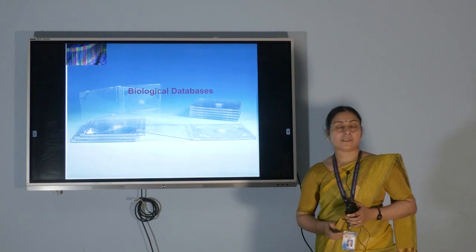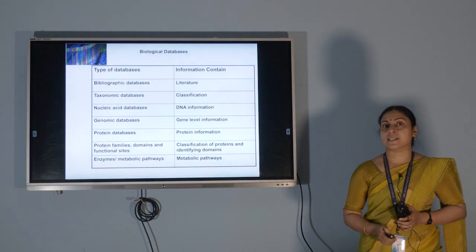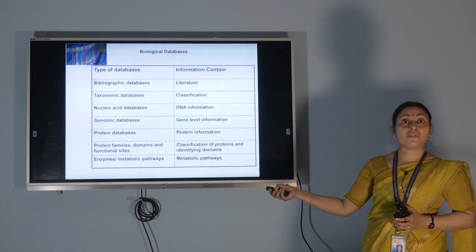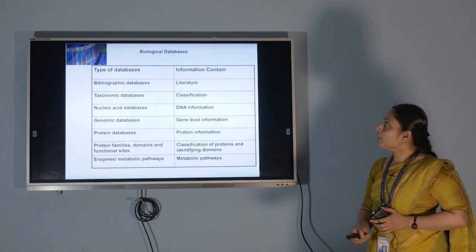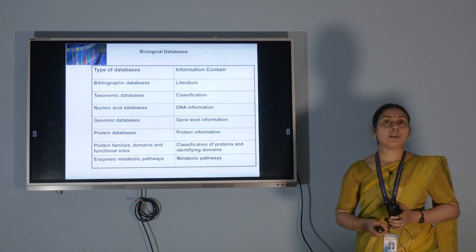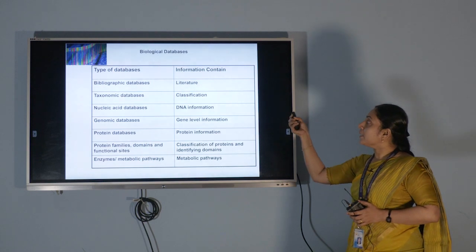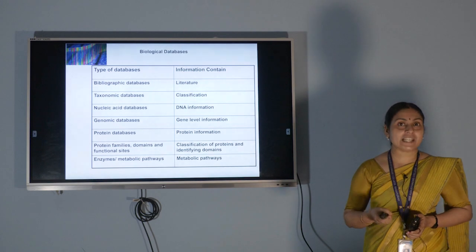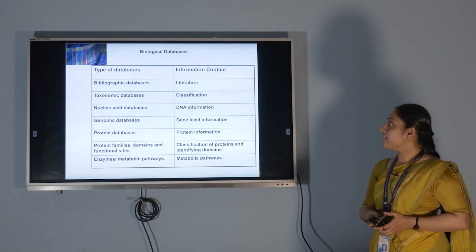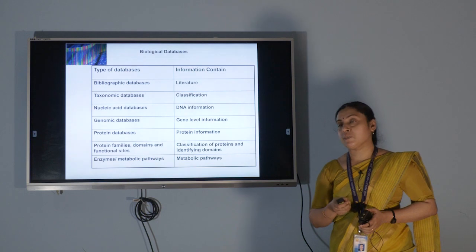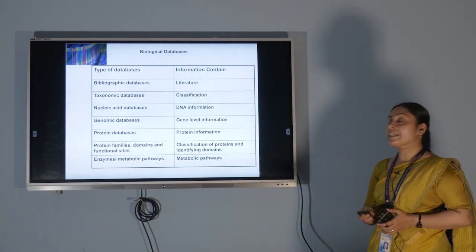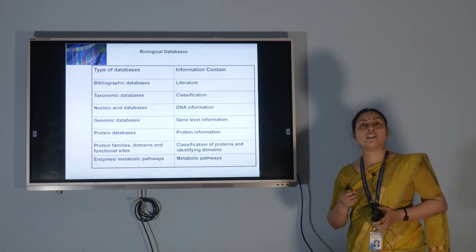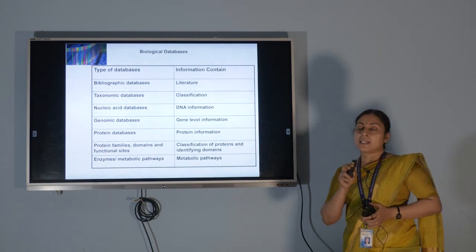And the major biological databases. We can move to the major biological databases. The biological databases related to bioinformatics have different types. First, bibliographic databases. In the case of bibliographic databases, it mainly includes literature studies. And taxonomic databases are mainly for classification related studies. Nucleic acid databases are related to DNA information. Genomic databases hold gene level, genetic information. And protein databases hold protein information, that is amino acid sequences.